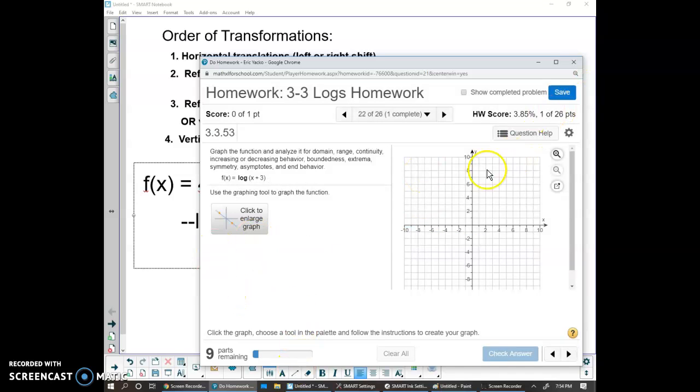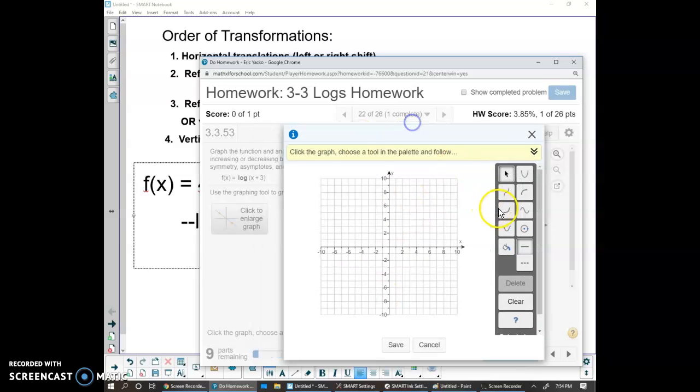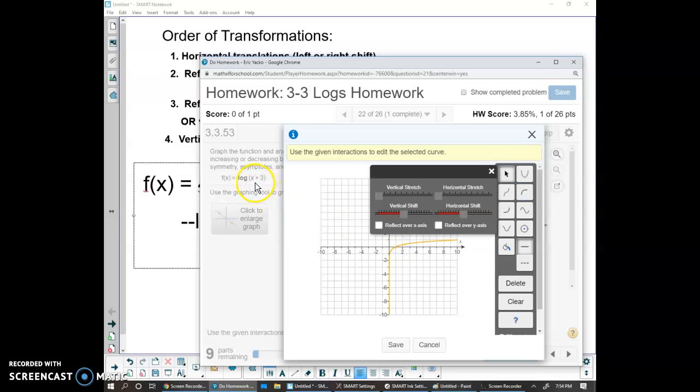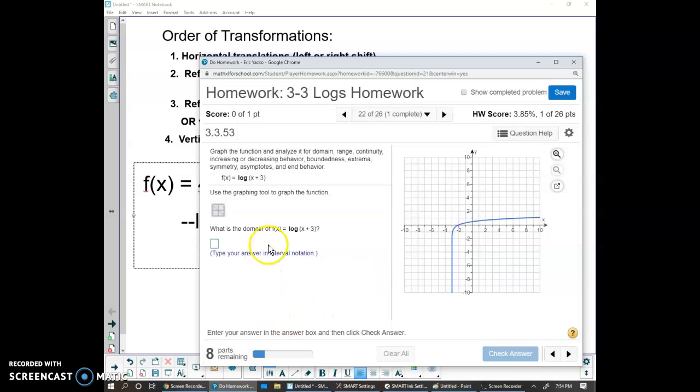Okay, this one's a lot easier to graph, but you got a bunch of questions dealing with it. All right, so log tool again. Click that. Boom. Okay, +3 on the inside. Does that go right 3, left 3? Well, the +3, remember, it's backwards, so that's going to be going right 3. So that's exactly what it would look like. All right, let's go through the questions.